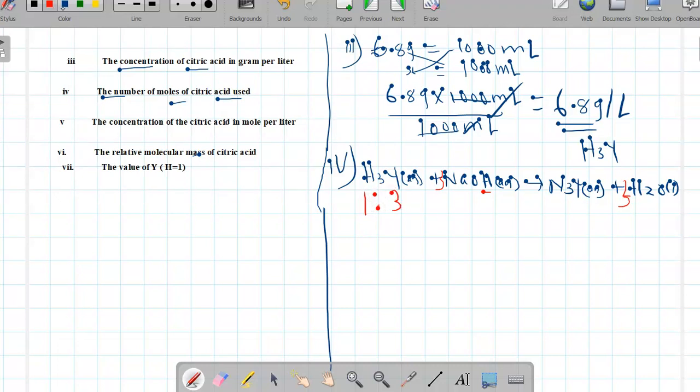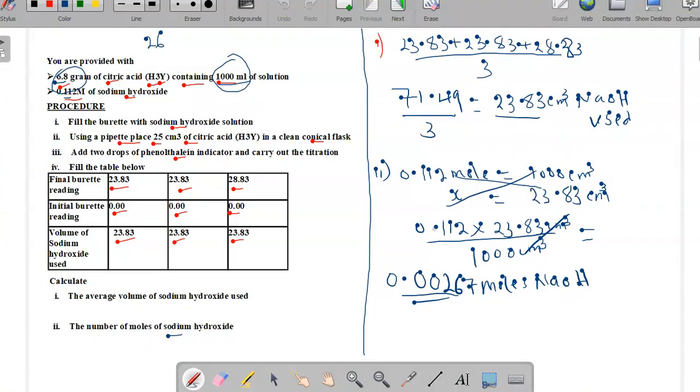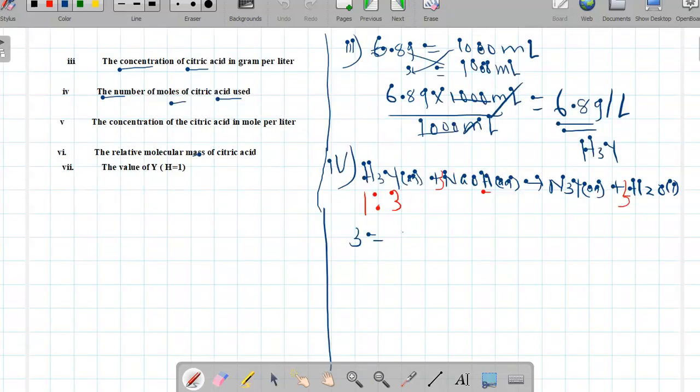So therefore, if you have the number of moles of the base, you can get the number of moles of the acid. The mole ratio is 1 to 3, and 3, the mole ratio of the base, is equal to the number of moles of the base, which was 0.00267 moles.